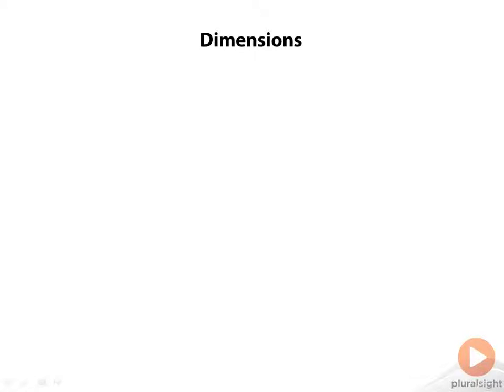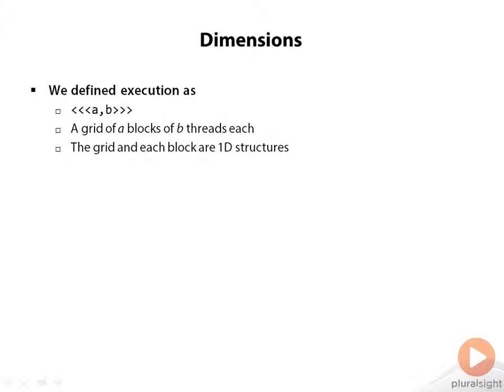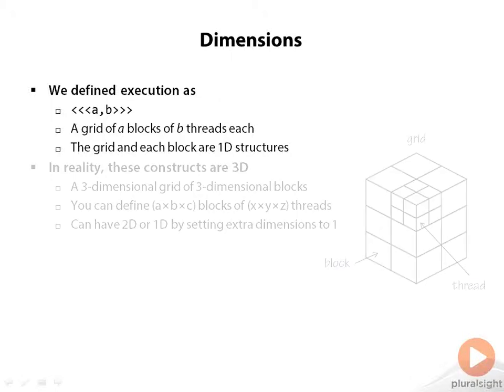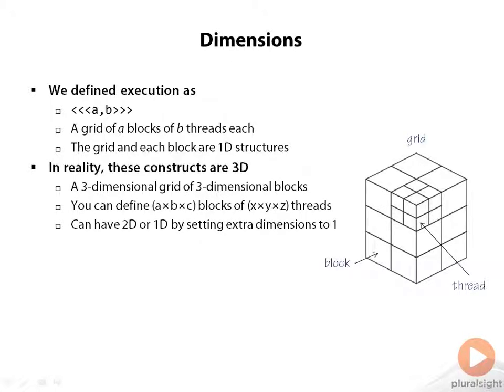Now, so far, when we did a kernel launch, we basically told CUDA to execute A blocks of B threads each. So the assumption was that both the number of blocks in a grid and the number of threads in a block are just a single number. But since CUDA is designed to help process multidimensional data, such as images, for example, both the number of thread blocks and the number of threads in a block are actually three-dimensional structures. So essentially, you can define a grid of A by B by C blocks with each thread block containing X by Y by Z threads.